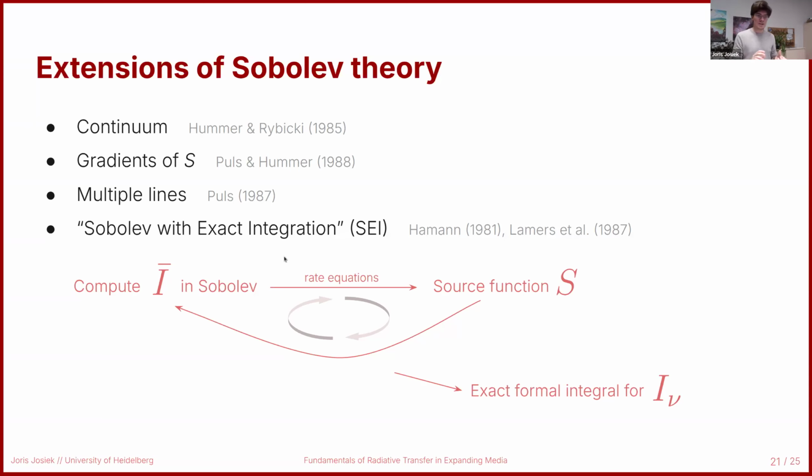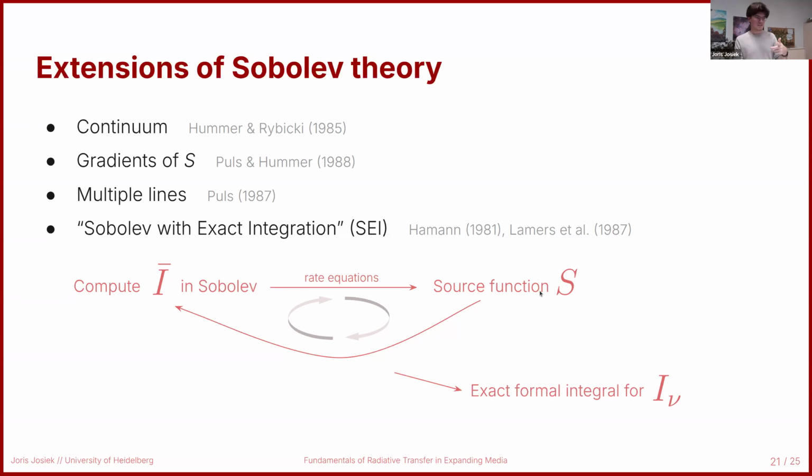And then lastly, there's the so-called method called Sobolev with exact integration, or SEI. And this is a combination of this formal integration, the explicit one, with the Sobolev approximation. So what is done is we don't compute the intensity itself across frequency with Sobolev, but only this profile weighted mean intensity using the Sobolev approximation. Then this is used to feed into the rate equation, so compute population numbers of atoms. And from this, we actually obtain the source function. So the whole time we had the source function here, and we knew that it has something to do with how atoms treat radiation. But this is actually where it comes from. So the population numbers of the atoms make the source function.